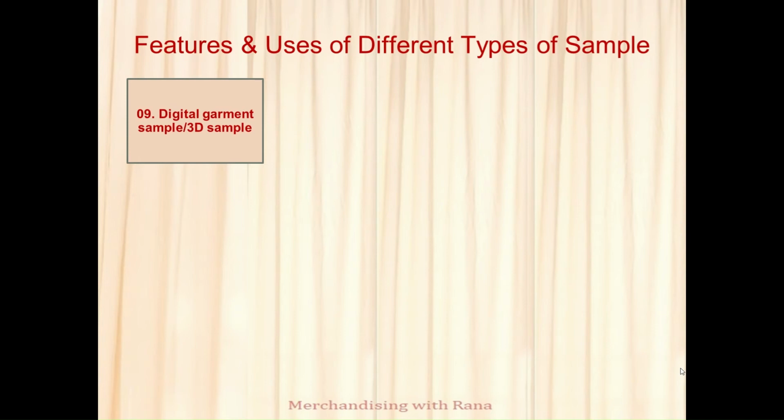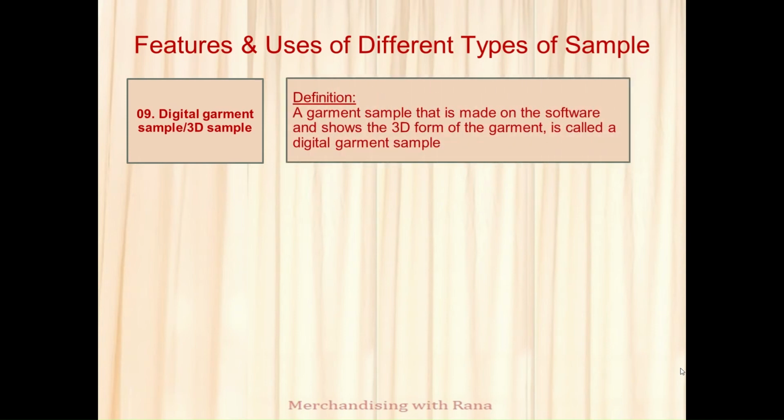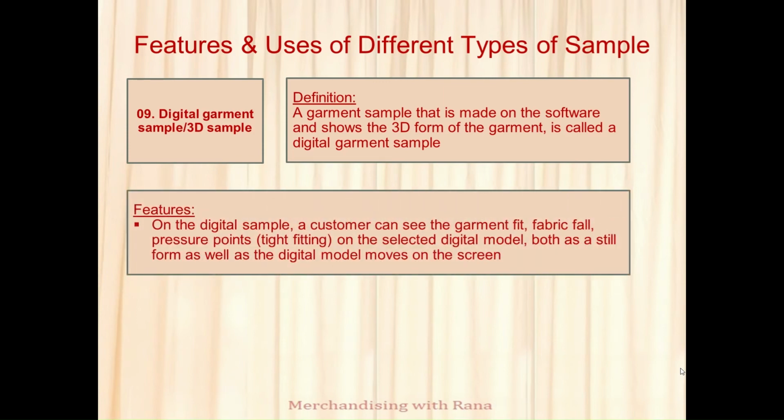Digital sample or 3D sample. A garment sample is made on software and shows the 3D form of a garment. It's called a digital garment sample. Features: on the digital sample, a customer can see garment fit, fabric fall, and pressure points, that is, tight fitting, on the selected digital model, both as a still form as well as when the digital model moves on the screen.